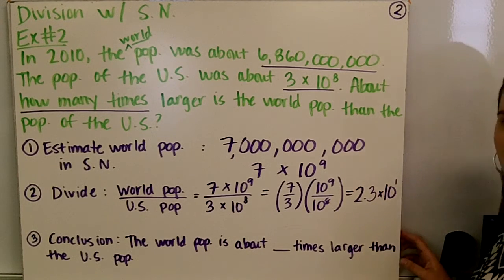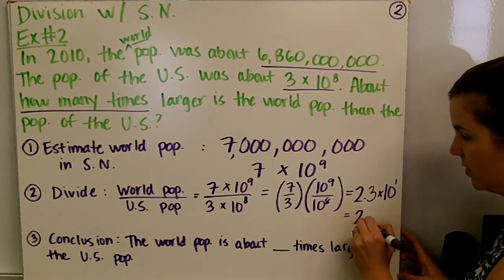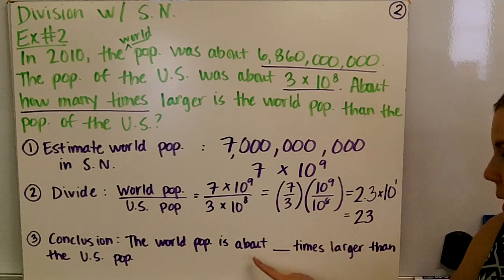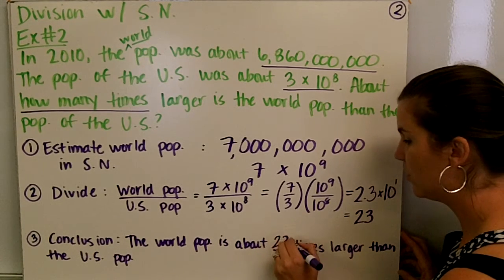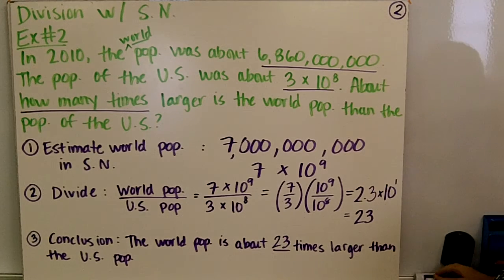Well, 10 to the first power is just 10, so 2.3 times 10 is 23. So let's conclude. The world population is about 23 times larger than the U.S. population.